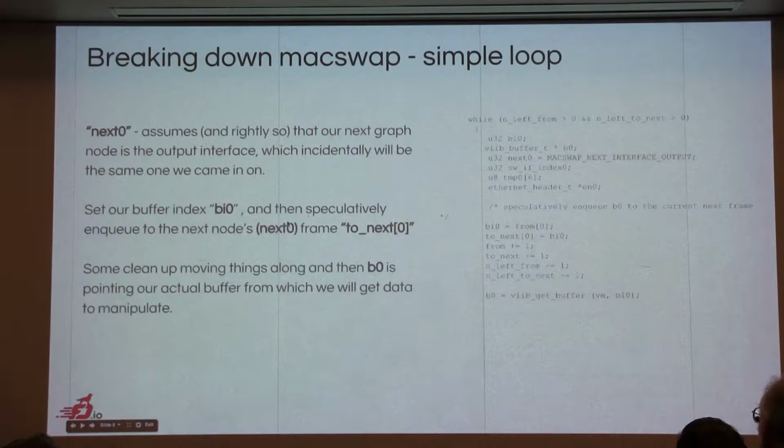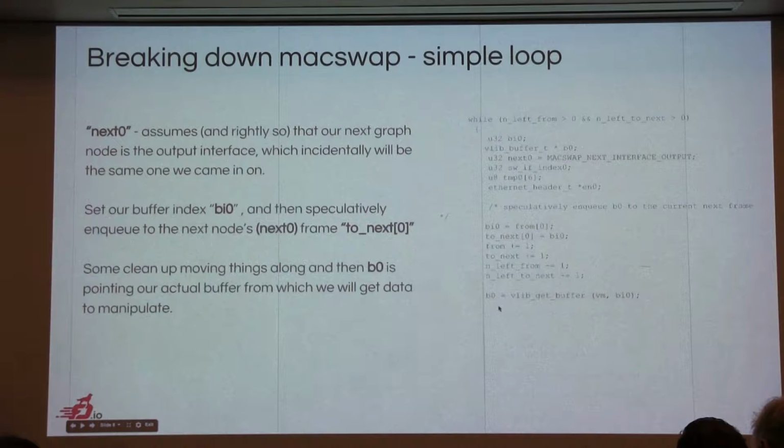But then we set our buffer index speculatively enqueued to the next 0. And then we just do some cleanup things in here in terms of adjusting counters to make sure that our counting is making sense when we jump through the loop. Note that in here when we do n left from, and n left to next, in the single loop, we're decrementing by 1. In the dual loop, that'd obviously be by 2. We've got to make sure we don't have underrun problems, hence why the outer loop has those 2 checks for 2 and 4.